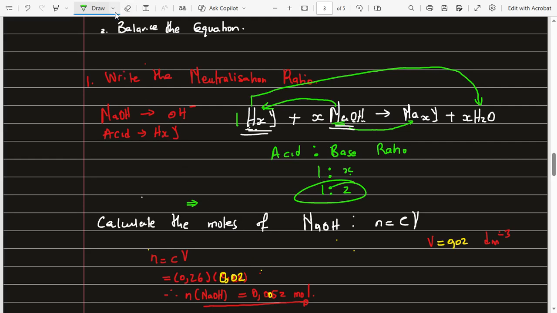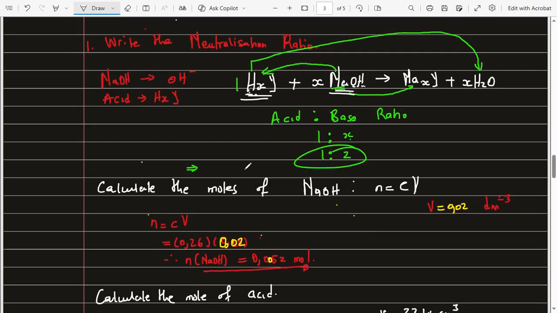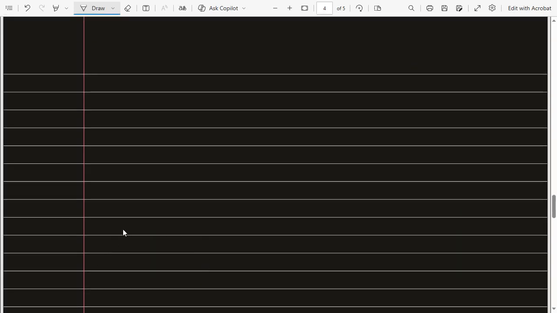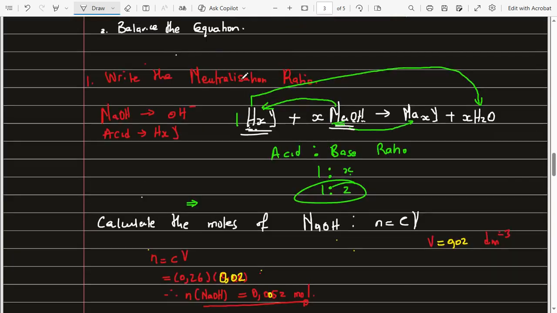And now to answer the last part of the question, they said you must also verify, balance the equation. Let me balance the equation. We know that x is equal to 2. Therefore, the acid becomes H2Y. I'm going to rewrite the equation. Where there's x, we just put 2. This will be H2Y plus 2NaOH. And this gives us Na2Y plus 2H2O. So this is the equation, and now the equation is balanced.